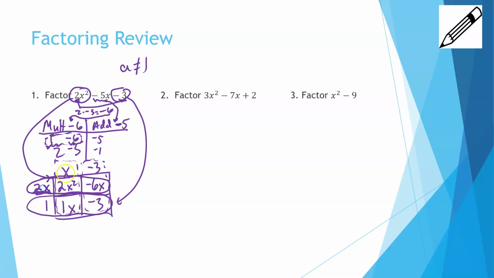This is the area model. 2x times x is 2x squared. 2x times negative 3 is negative 6x. 1 times x is 1x, and 1 times negative 3 is negative 3. Make sure that your positives and negatives work out. Then once you have that, your factors are what's on the side. So 2x plus 1 times x minus 3.